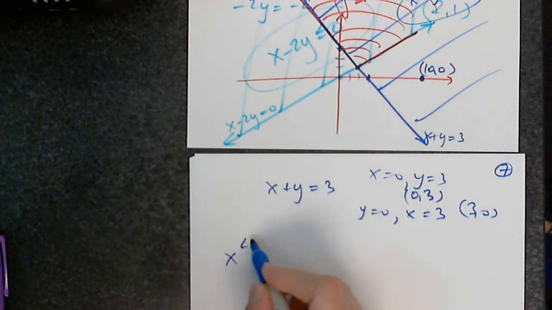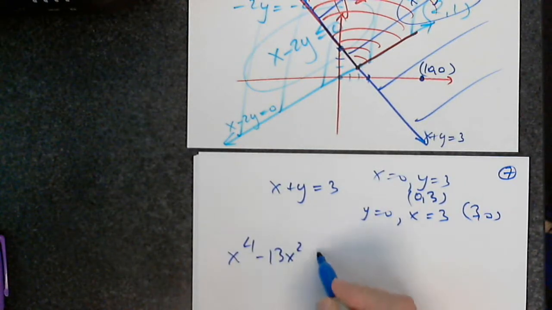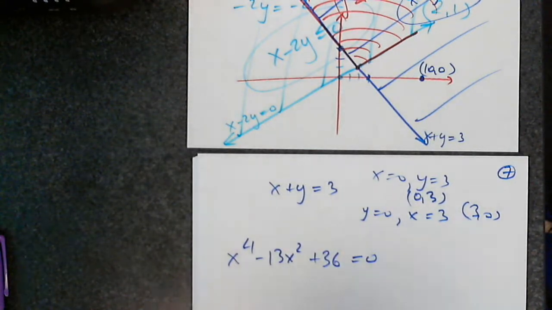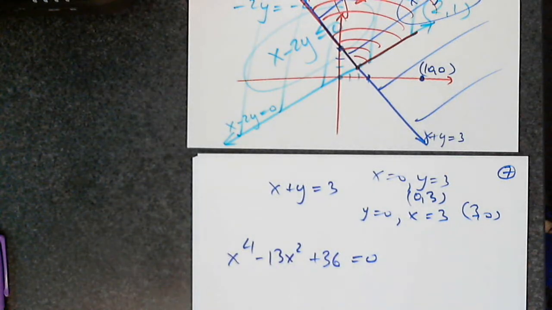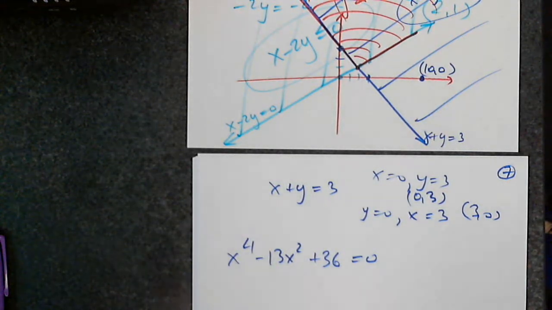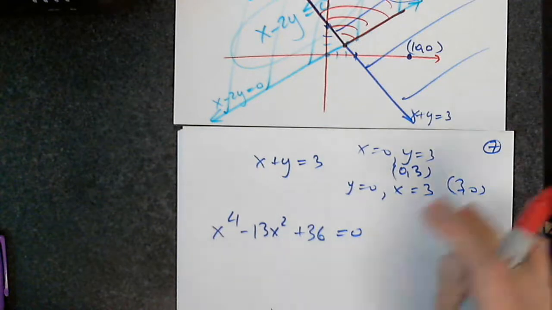Yes, so we have x to the fourth minus 13x squared plus 36 equals 0. What is the degree of this polynomial and how many solutions will this equation have? Four solutions. Degree 4, 4 solutions. Very good. What do we do? I really don't know how to factor degree 4.